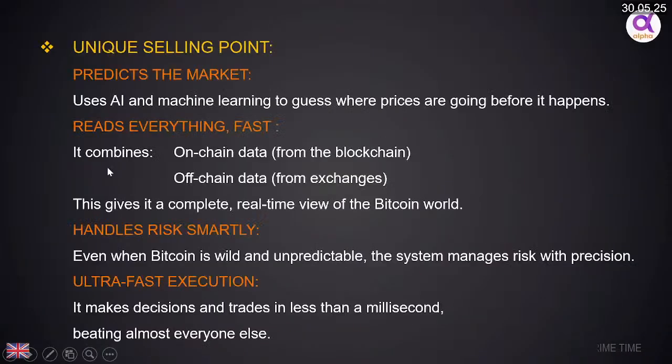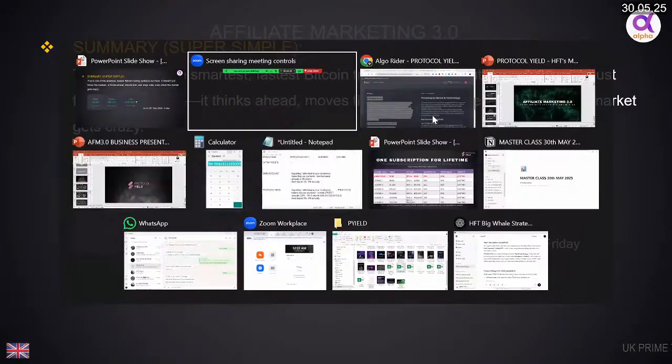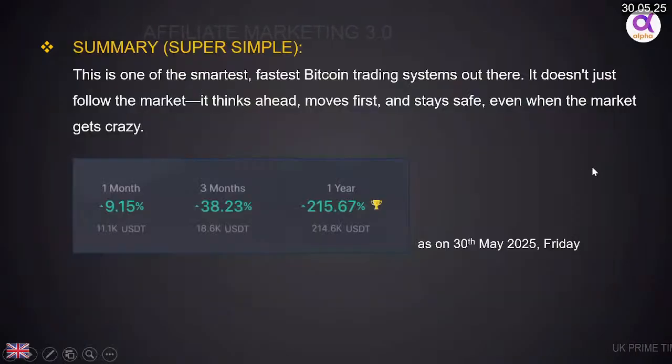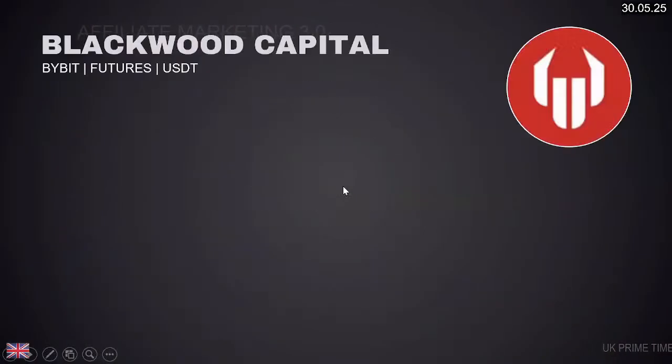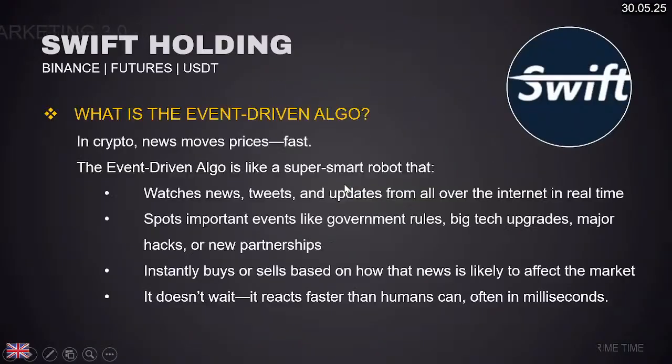The unique selling point: how it uses on-chain and off-chain data, and how it claims everything, has been provided in this. So this is BTC Alpha. We will provide this presentation to you. It has everything, and at the last, we have included this as well. Let me show you.